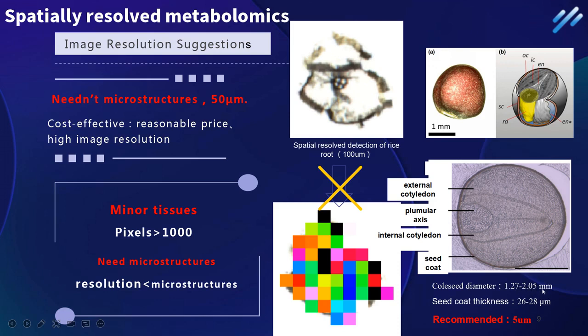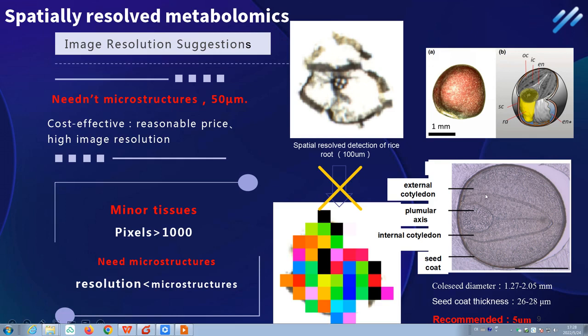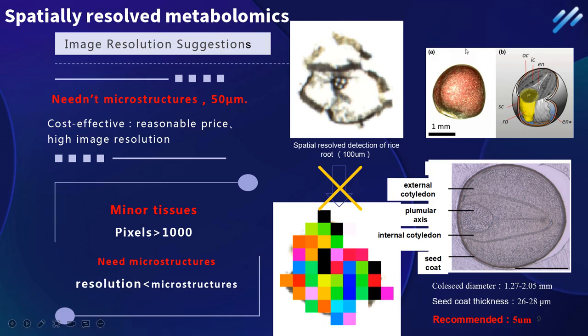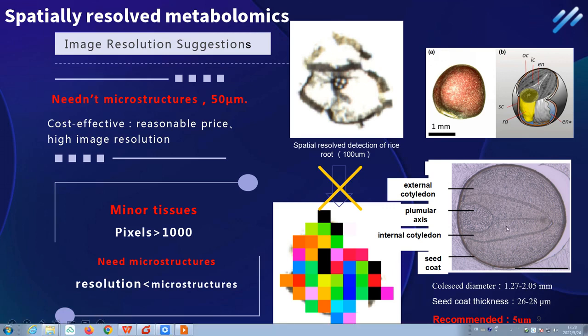3. When your samples are regular samples and you need to pay attention to microstructures, the resolution size is required to be smaller than the size of the microstructure. For example, the conventional diameter of a rapeseed is between 1.27 and 2.05 millimeters. The size is suitable for 100 micrometers resolution. However, the seed coat is only 26 to 28 microns in size. So, obviously, we can't separate the seed coats by using 100 micrometers resolution. Therefore, 5 micrometers is recommended for the later experiments. After choosing the resolution, the mass spectrometry experiment can be carried out.